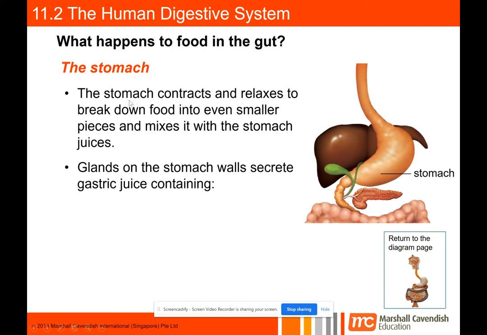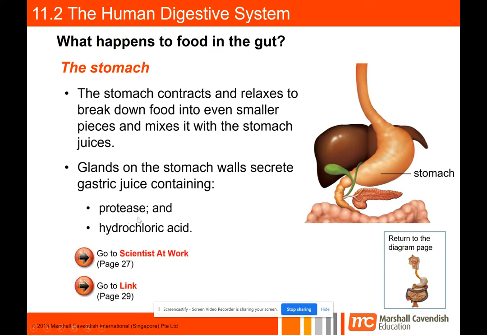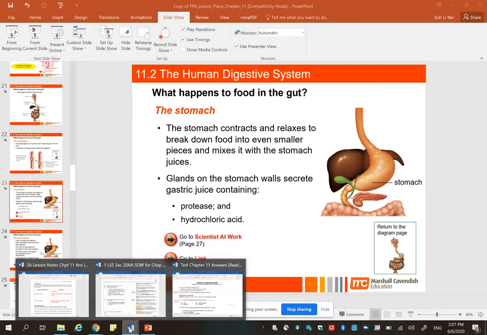So the same thing, the stomach will contract and relax. It's a muscular wall that will help to break down the food into smaller pieces and mix it well with the stomach juice. Okay, which later we'll talk about. So this series of contraction and relaxation is known as physical digestion. And at the same time, there'll be glands on the stomach walls that secrete gastric juice that has protease and hydrochloric acid. So what do these two help us with? Okay, let me show you from your notes.